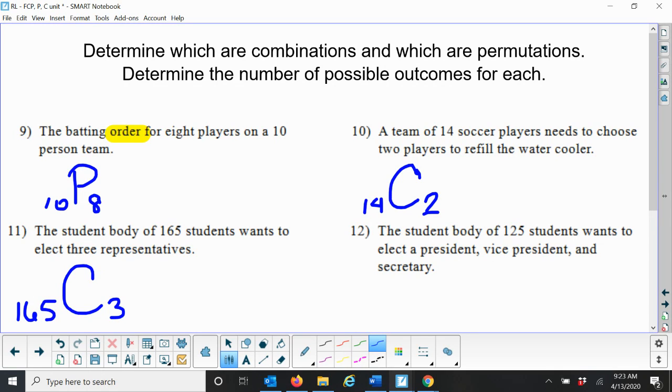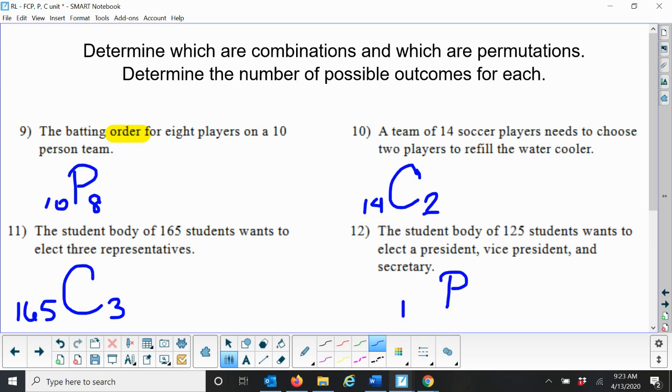For number 12, the student body of 125 students wants to elect a president, vice president, and secretary. And so I need to determine if the order that I select them changes what they do. The first person I pick is going to be president, the second person is going to be vice president, and that third person is going to be the secretary. Because they have different titles, they're going to be doing different things when we pick them. Therefore, this is an example of a permutation.